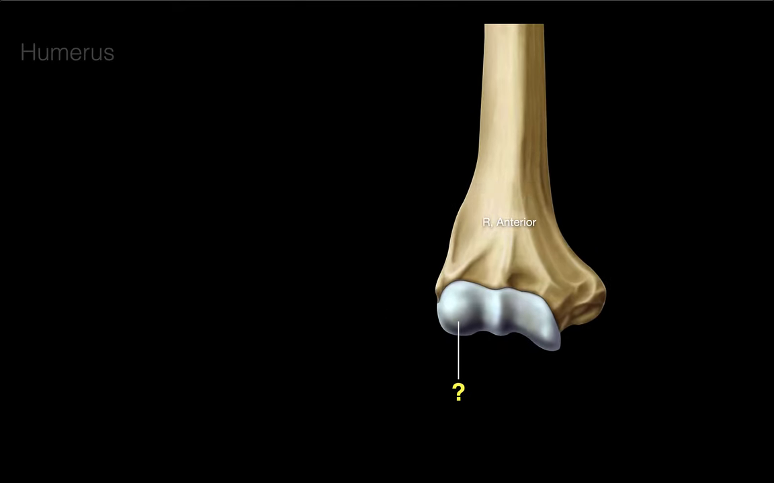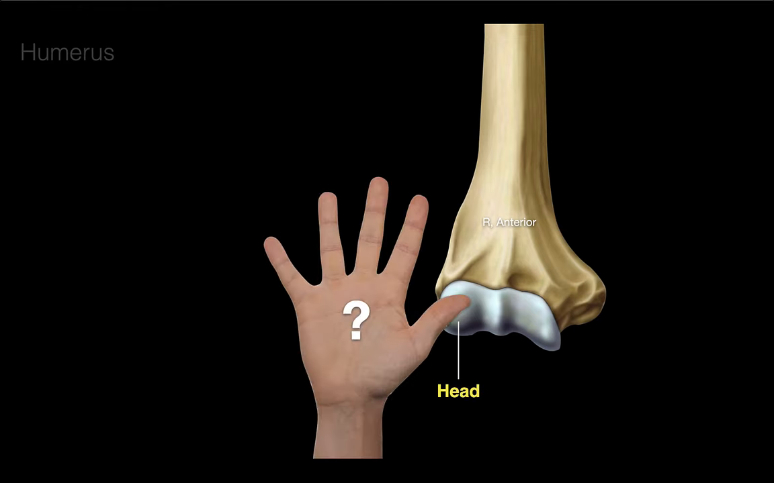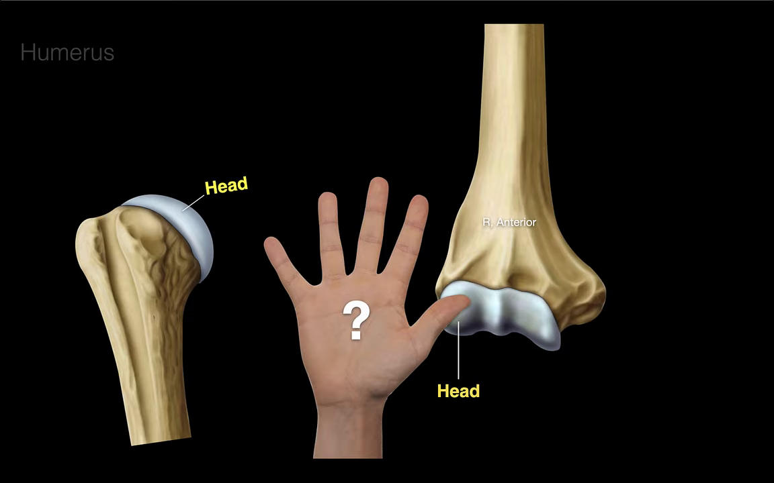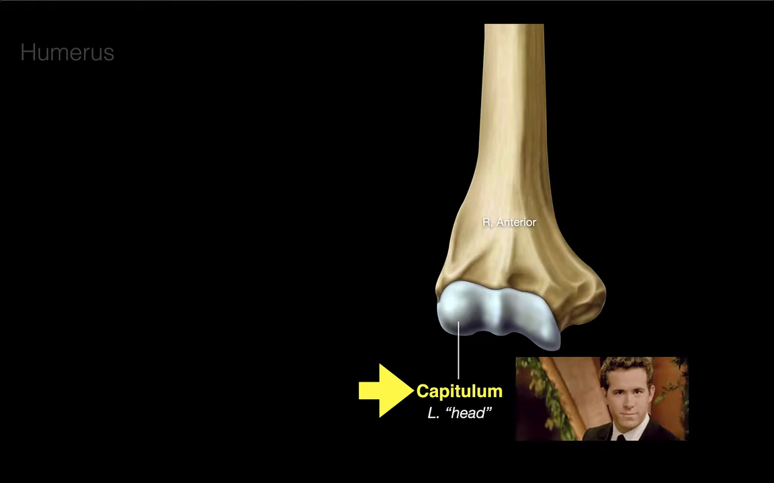This one, anatomists said, well, it's round and smooth and dome-shaped. Hey, much like this. So we're going to call it the head. But hold the phone for a second. We already have a head of the humerus. So anatomists were like, well, we can't call it the head of the humerus. We'll call it the capitulum, which in Latin means head. I know. Those anatomists are cheeky monkeys.